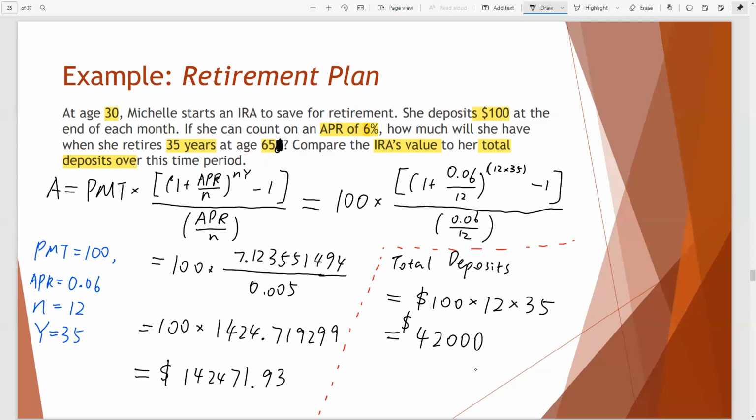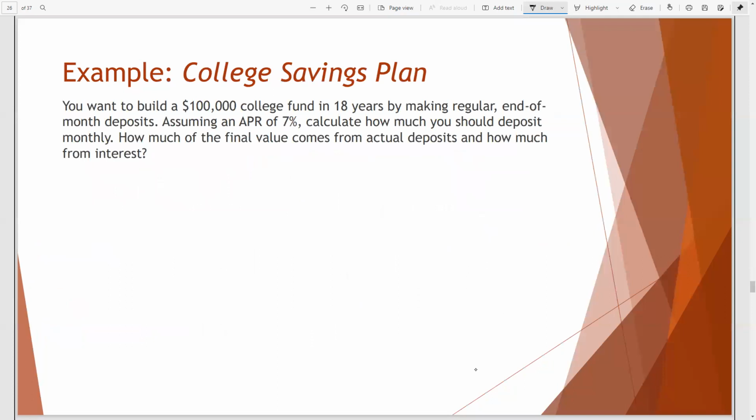For now, that's 142,000, a good amount, right? Compared to whatever you deposit, your interest is over 100,000 anyway in that case. Okay, so let's go to the next.